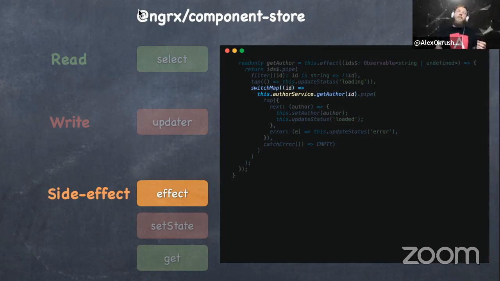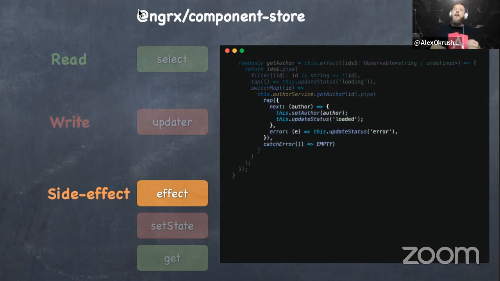So if we get multiple authors at the same time, here we'll just drop whatever we were getting before. So here, switchMap will call the author service, getAuthor. And then once we get that author as a result, we'll do another side effect. We'll set this author, which is yet another updater, and we'll also update the status to loaded. If we have an error, we'll update the status to error. And we'll also catch the error and transform it to empty so we don't collapse this effect. So this is how getAuthor is written.